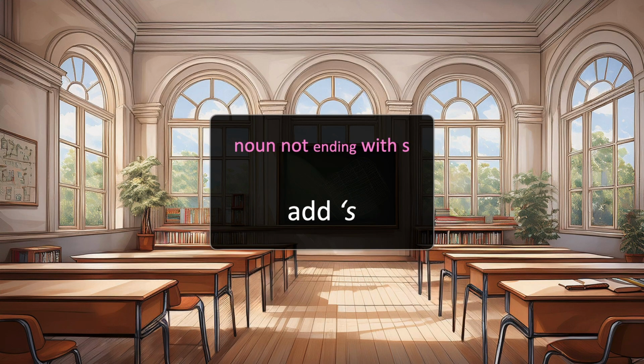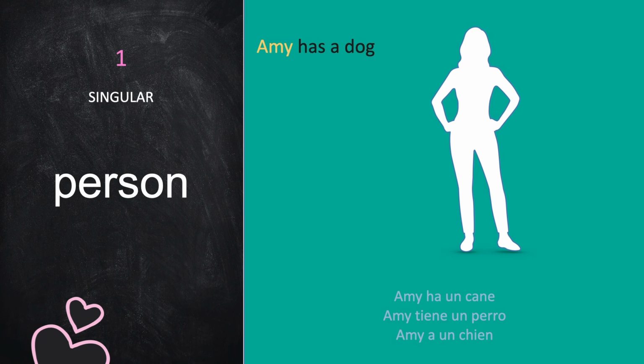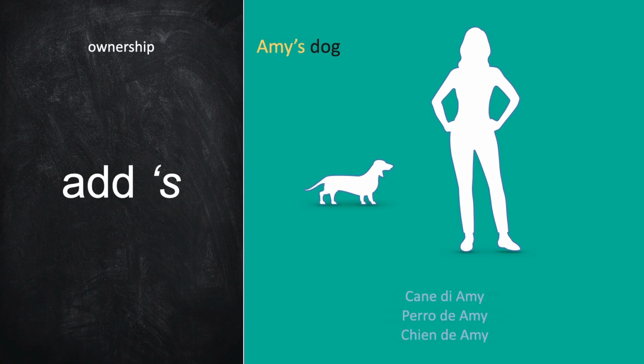To make a noun possessive and show ownership, if the noun does not end with the letter S, add apostrophe S. For example, Amy has a dog. Amy's dog.